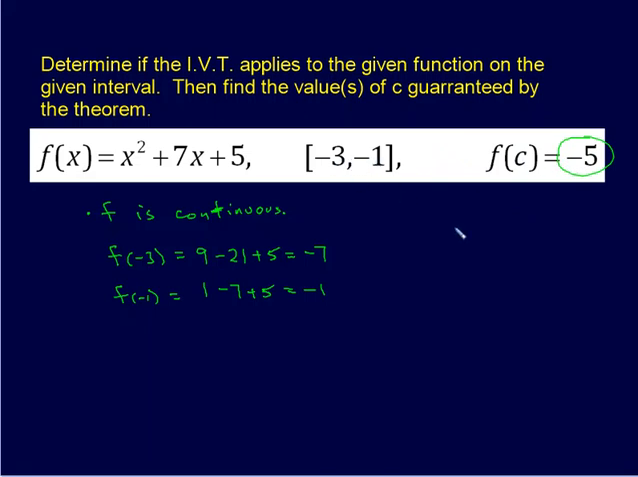The reason it's going to is because -5 is between, it's less than -1, but it's greater than -7. It's between the two values of the function, one at the left and the right. So I guarantee there will be some place between -3 and -1 that the function equals -5. So to go find it, we just have to set the function equal to -5. X squared plus 7x plus 5 equals, sorry, not 0, equals -5.